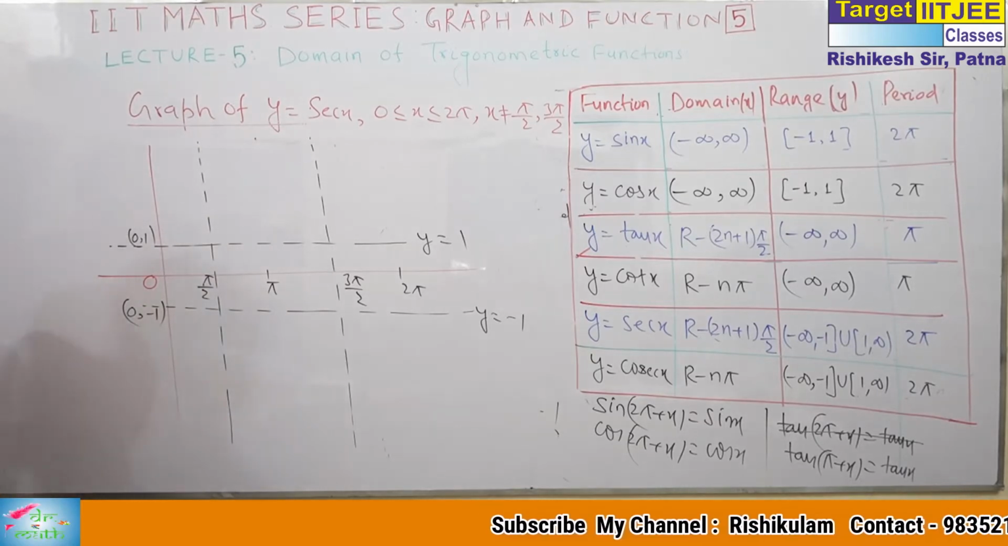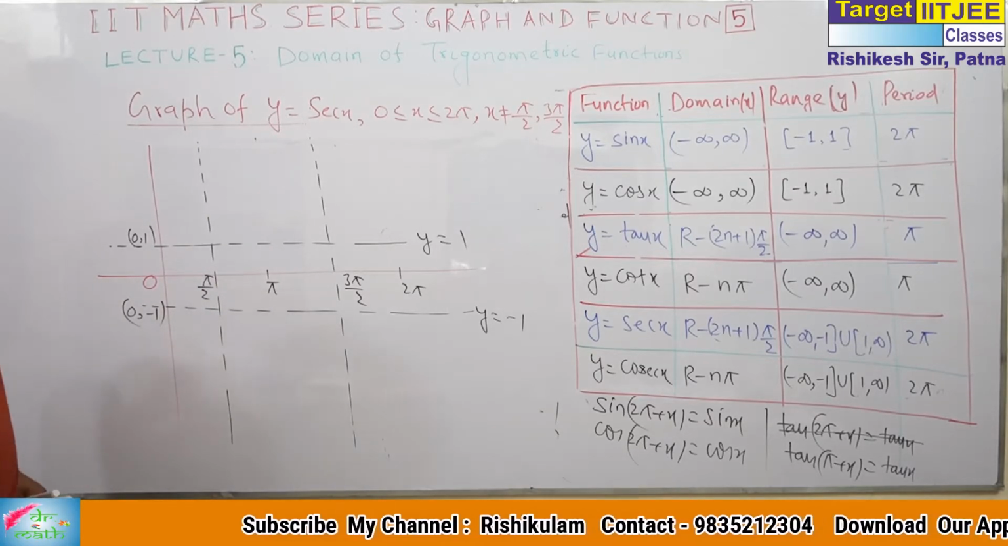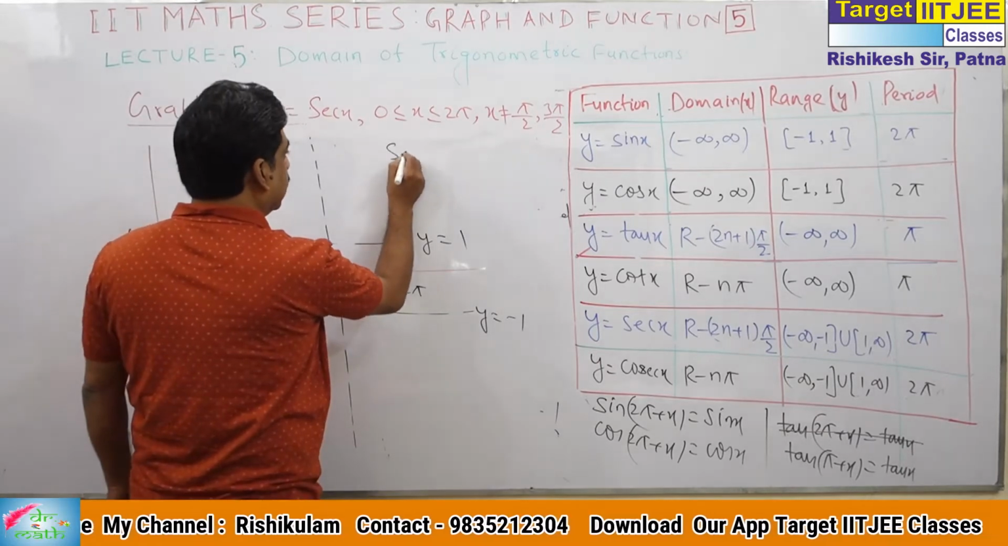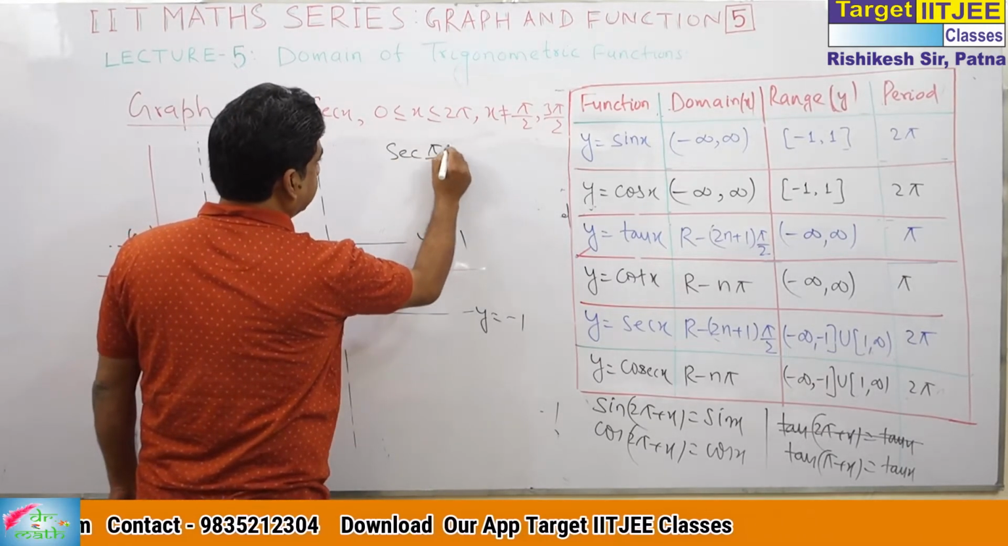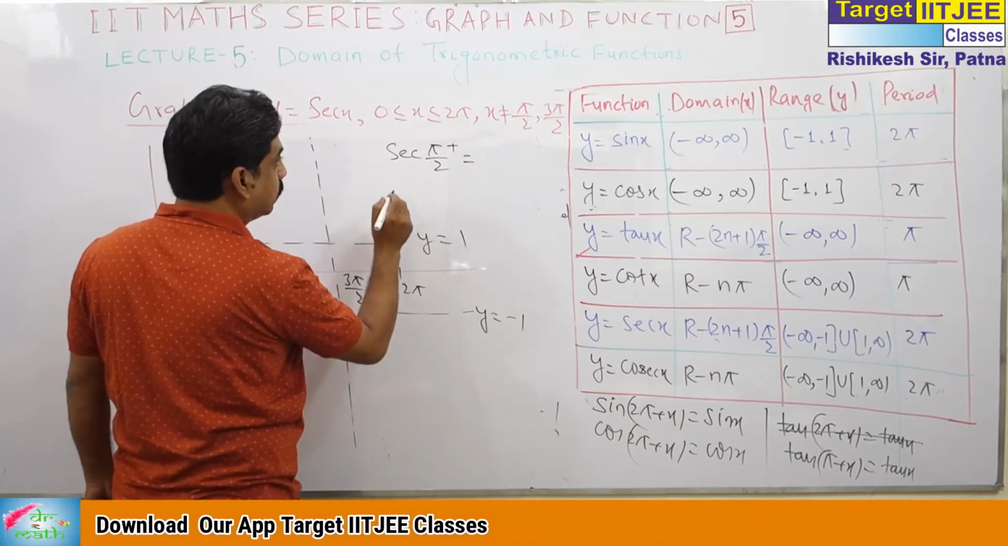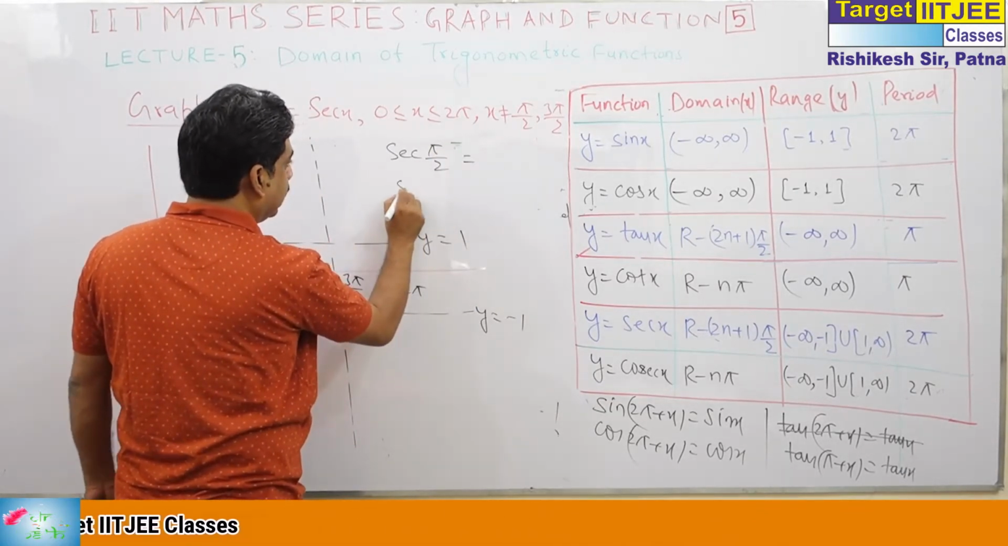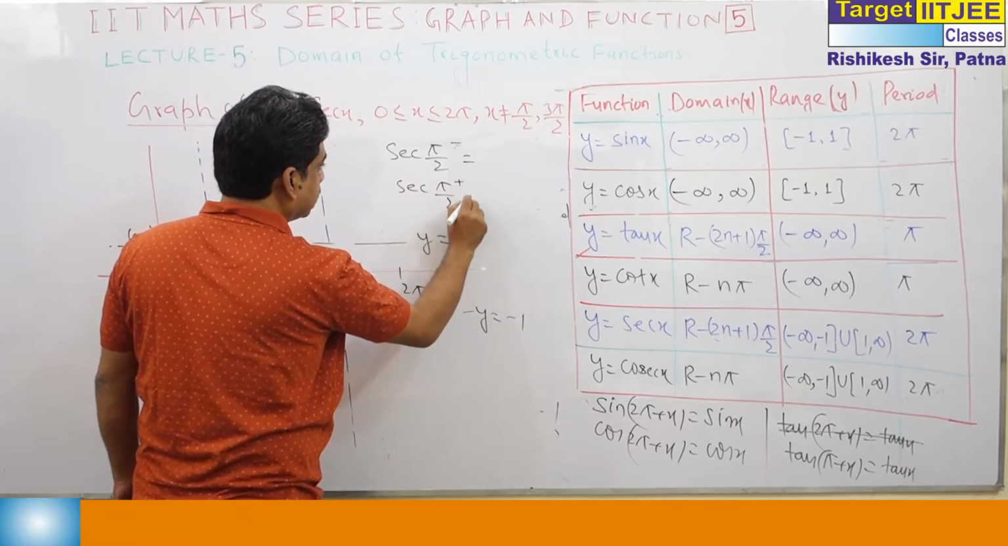Sec x is not defined at which point? Sec x is not defined at pi by 2. So first of all you have to decide what is sec pi by 2 minus and what is sec pi by 2 plus.